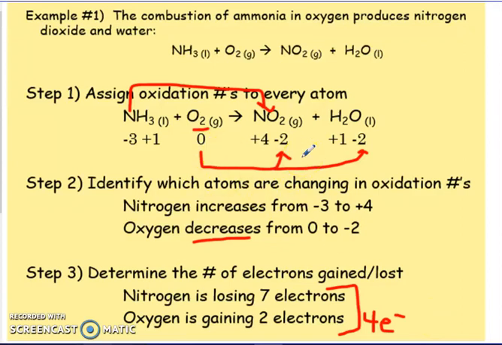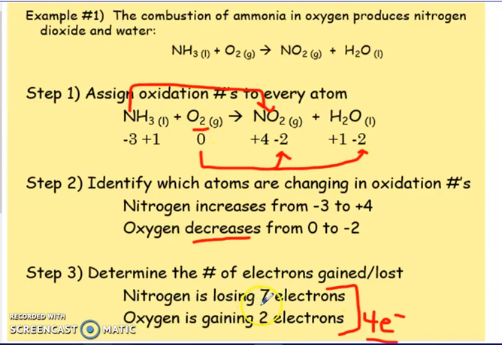But you have to consider, just like when you write out the half reactions, how many total electron changes there are. So oxygen, really there are 2 of them. Each one is gaining 2. So in total, we have oxygen gaining 4. And nitrogen, of course, there's only 1, so nitrogen is losing 7.